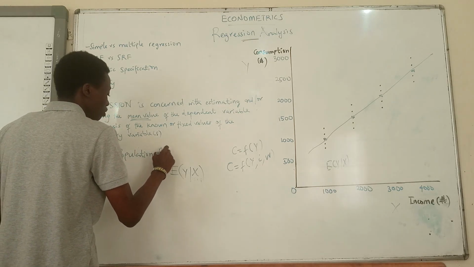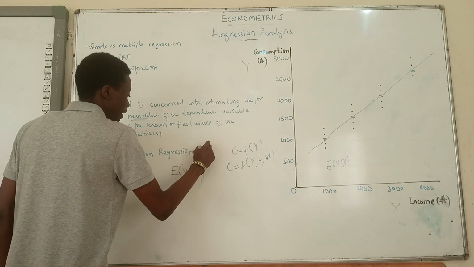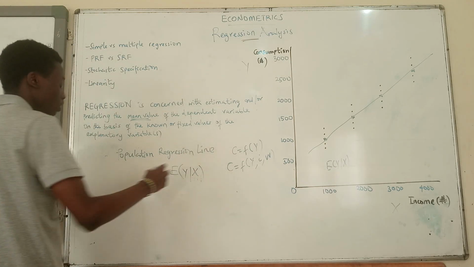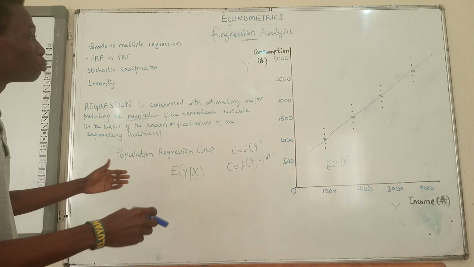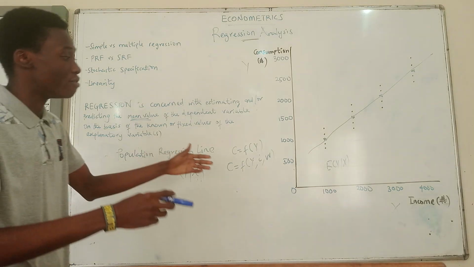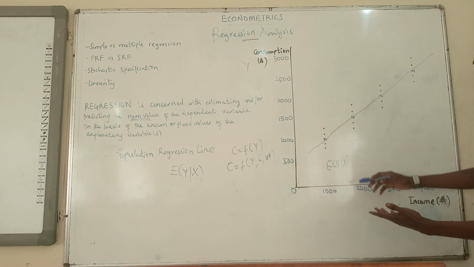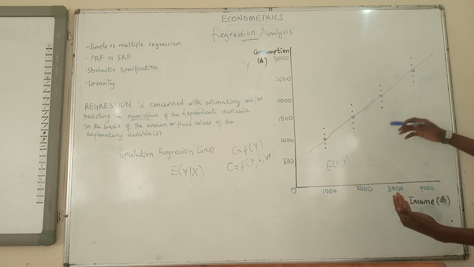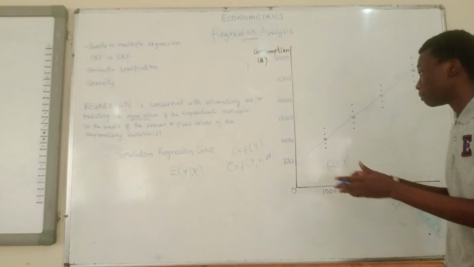Population regression line. So that's the goal of regression: to be able to predict what will happen on average. So we are saying that on average, as income increases, people spend more on consumption. No, this is not what happens to each family.